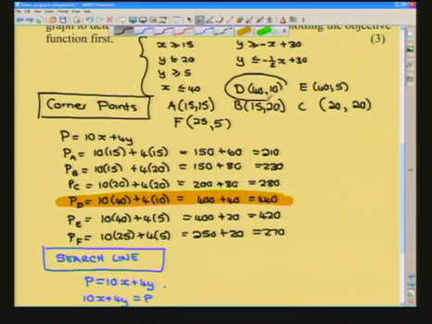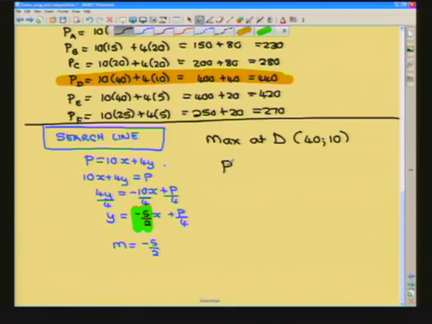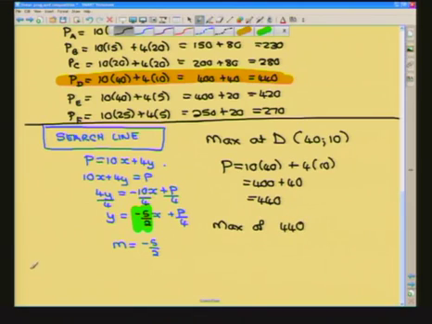Here it is. And so we could answer the question now saying it maximizes at D, coordinate (40, 10), and P would equal 10 times 40 plus 4 times 10, so it will be 400 plus 40, which is 440. So it has a maximum of 440. You can see that this is very streamlined compared to the corner point method. It just saves you a whole lot of work.